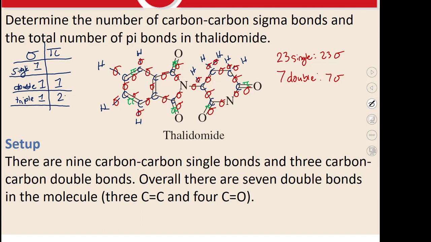1, 2, 3, 4, 5, 6. 6 pis. Did I miss one? Which one did I miss? Right there, yeah, you're right. I was thinking I said 7. 7 pis. For a grand total of 30 sigmas and 7 pis.